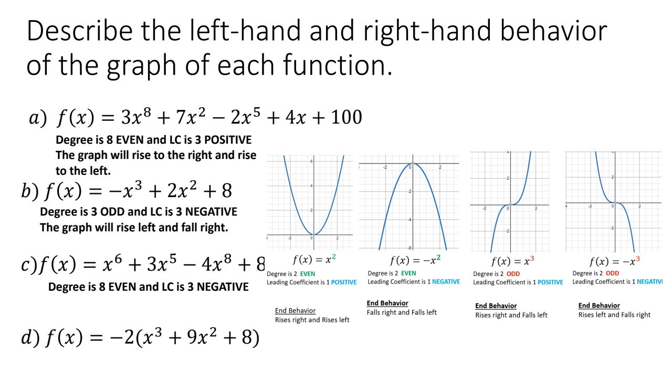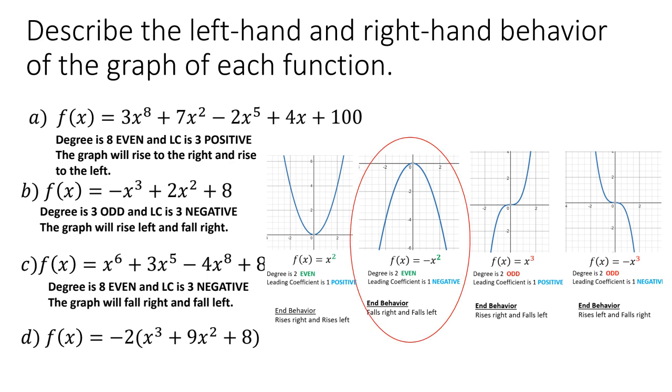We could have picked 6. 6 is an even function, but we would have gotten the leading coefficient wrong, because the leading coefficient is not 1, but -4. So since this is an even function and my leading coefficient is negative, it's going to fall on the left, fall on the right. It's going to give me this graph right here.